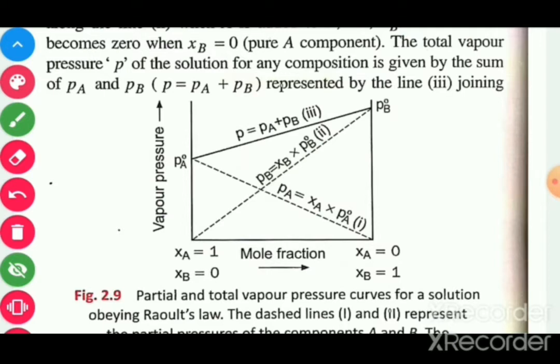Between the vapor pressure of pure solvent and the vapor pressure of pure solute, one line is given. This line indicates the total pressure of the solution, that is P is equal to PA plus PB. It means that for the ideal solution, the vapor pressure of components A and B in the solution lies between the vapor pressure of pure solvent and the vapor pressure of pure solute.